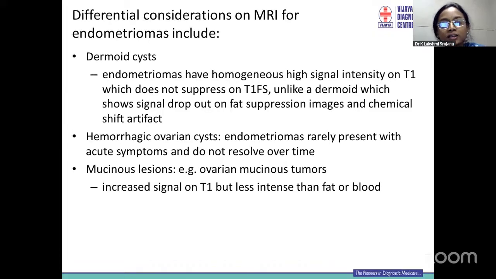And differential diagnosis, the main one is the dermoid cyst, and it can be solved by using a T1 fat sat sequence. If the bright signal gets suppressed, it means the cyst contains fat and it is a dermoid cyst.